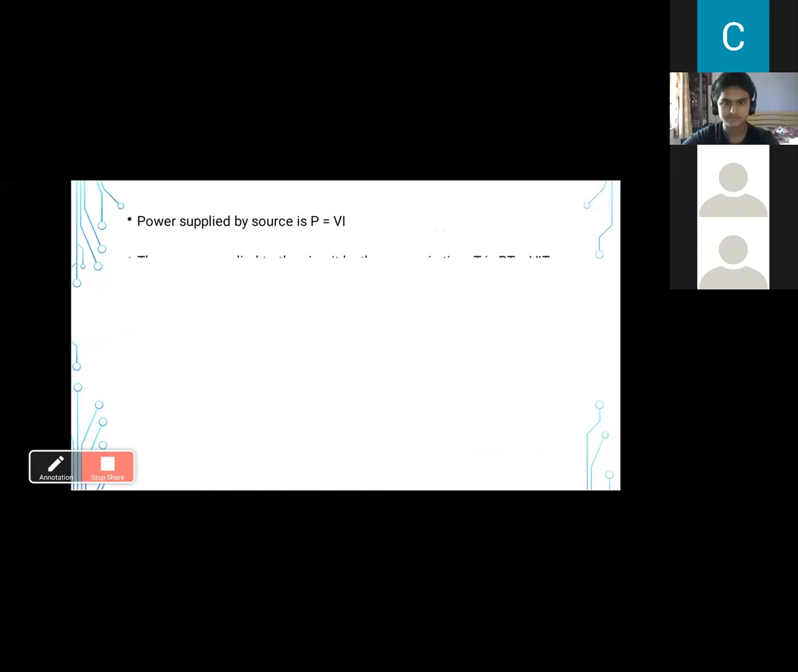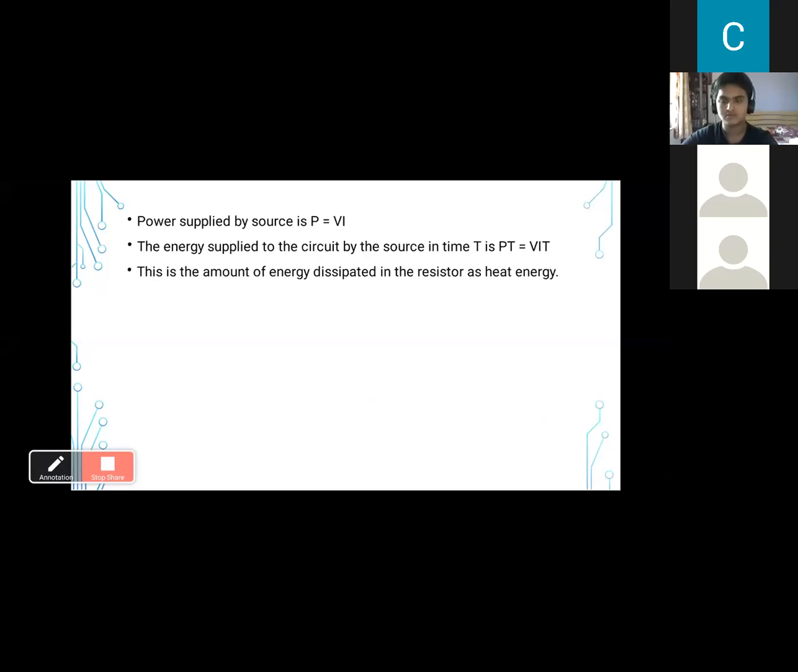Next, we are going to apply this. Power supplied by the source will be how much? P is equal to VI. We have already learned in the previous slides. Then the energy supplied to the circuit by the source in time T will be equal to P into T. We know always energy is power multiplied by time, which comes out to be V into I into T. Similarly, heat dissipated and the energy will be same. Heat produced H is equal to E, which is also equal to V into I into T.